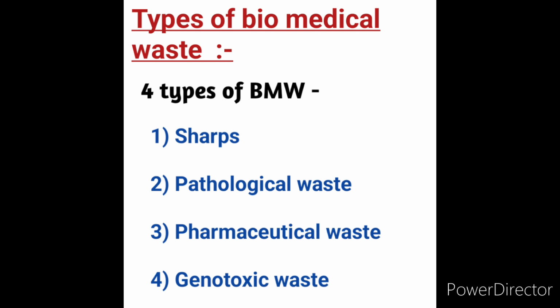First one is sharps. Sharp objects like needles, scalpels, broken glass and razors all come under sharps. Next we will see pathological waste. Pathological waste means body parts of humans or animals, including tissues, fluids or blood.